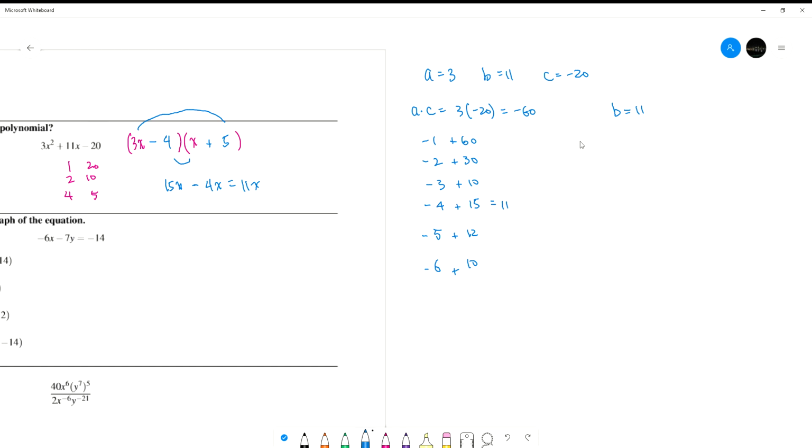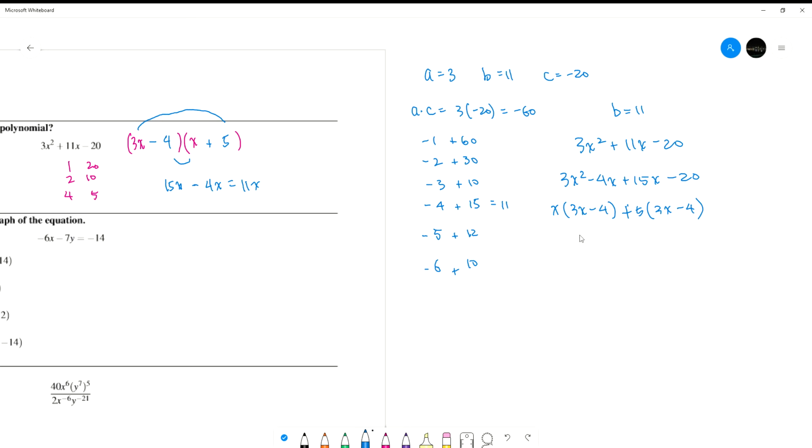And then our original expression was 3x squared plus 11x minus 20. It's going to replace the middle term, the 11x, with negative 4x plus 15x. So 3x squared minus 4x plus 15x minus 20. Right? So now we can factor by grouping. In the first group, we have x. Factor the x out, we have 3x minus 4. In the second group, we have 5, right? Positive 5. And we get 3x minus 4 as well.